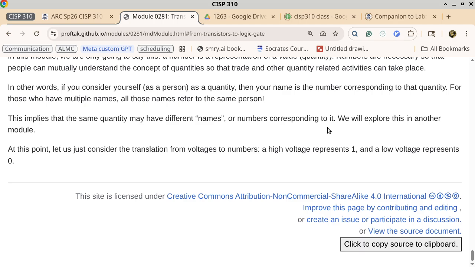The second one is non-commercial, which means you cannot use this content in a published for-profit book. Share-alike means this license is contagious. Any content that is based on this particular content also needs to use exactly the same copyright notice. So that's what the licensing part means.